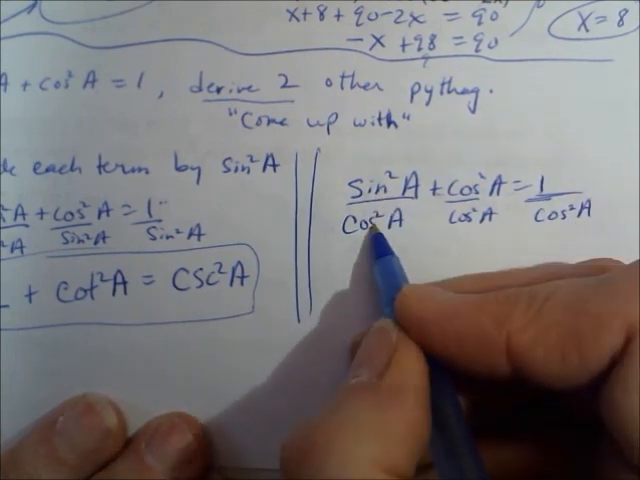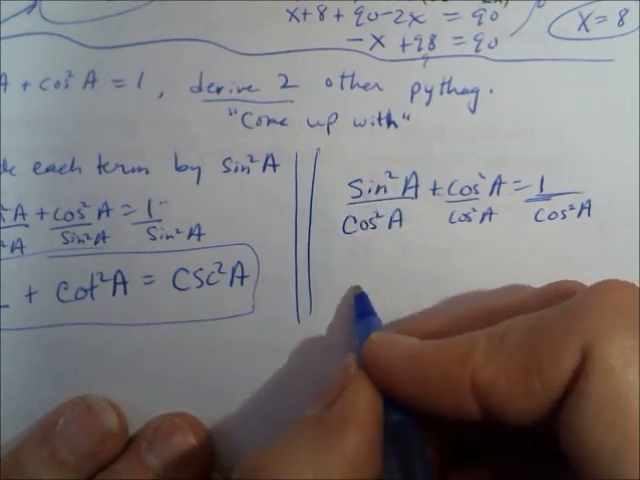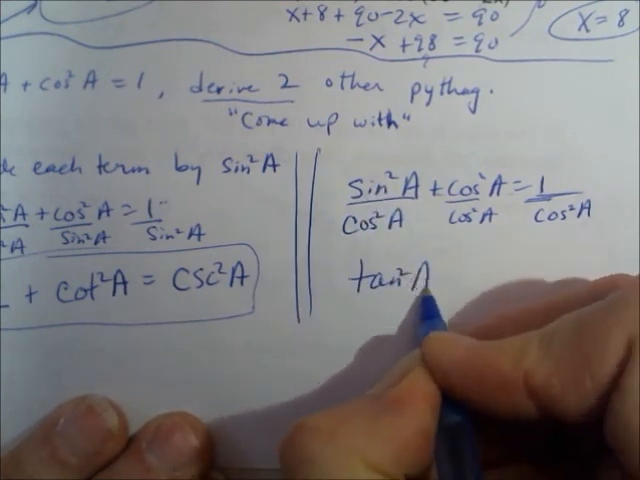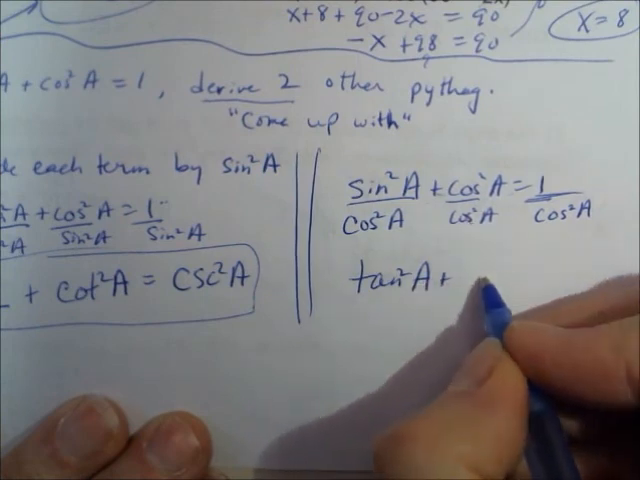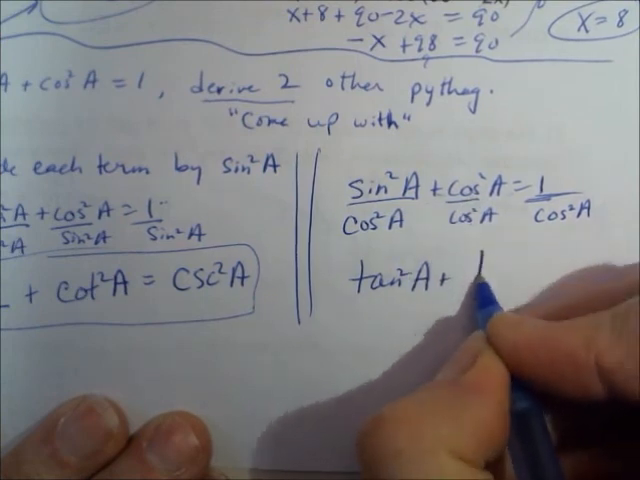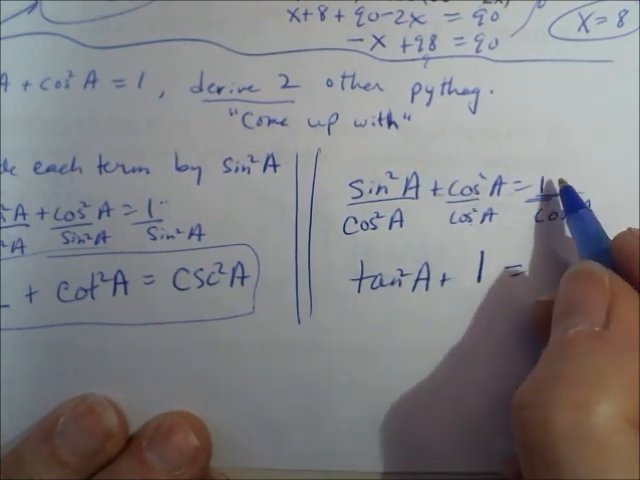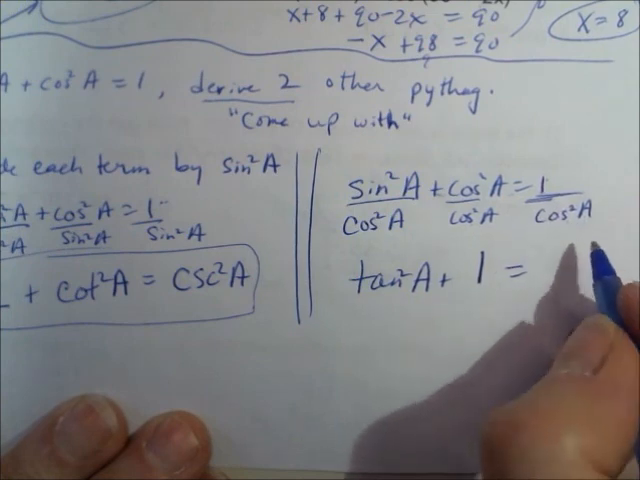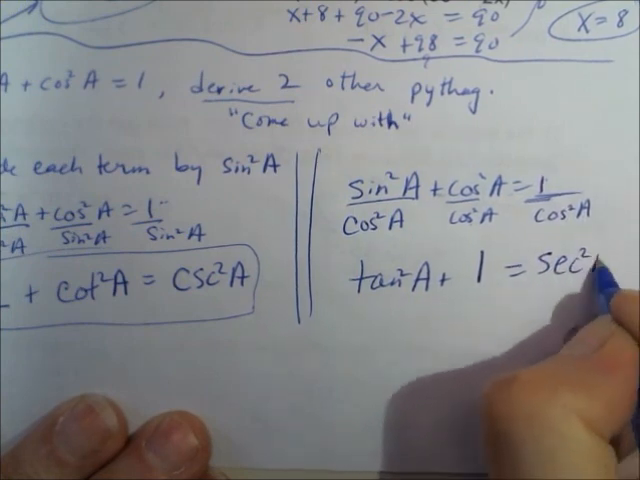Well, sine over cosine is tangent, so sine squared over cosine squared is tangent squared. Cosine over cosine is 1, cosine squared over cosine squared is 1. And then 1 over cosine squared is the same thing as secant squared.